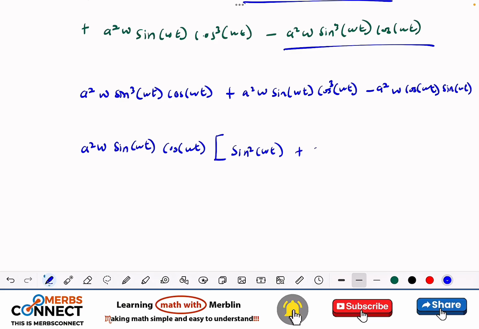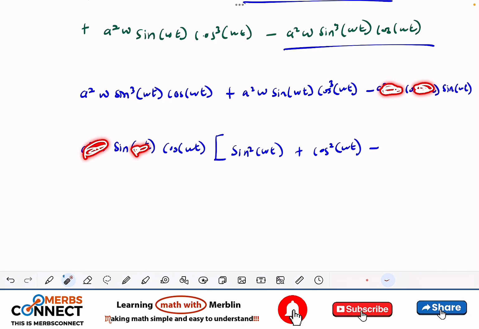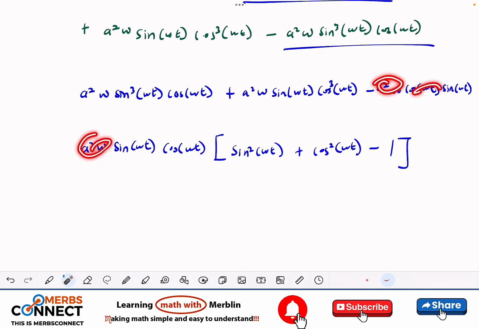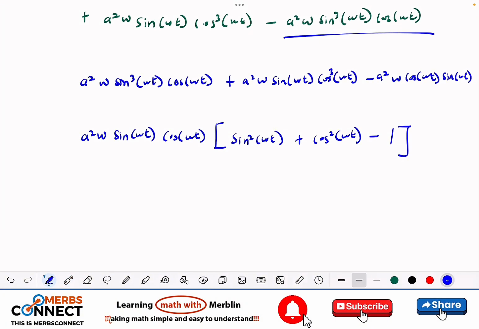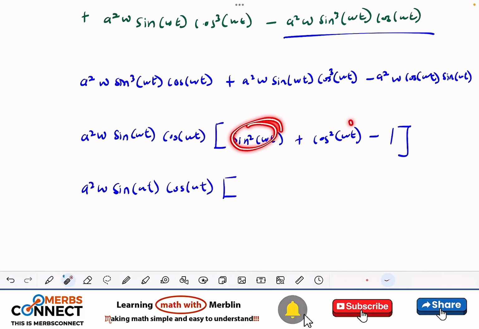plus cos squared omega t. Then minus, when I factor this out here and also factor this out here and this out here, it will be just left with 1. Oh God, this is nice. So this is out here, cos is out here, sine is also out here. So this actually helps us to see that this is 0, because now we can see something. So we know that sine squared plus cos squared is 1. So 1 minus 1 is going to give us 0.